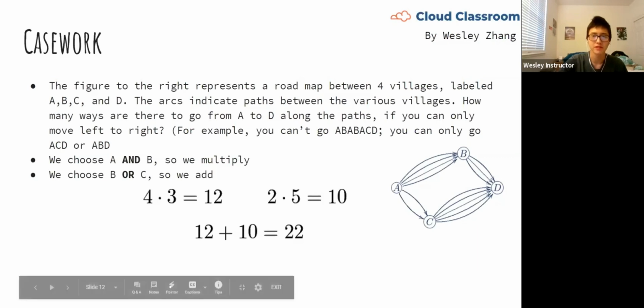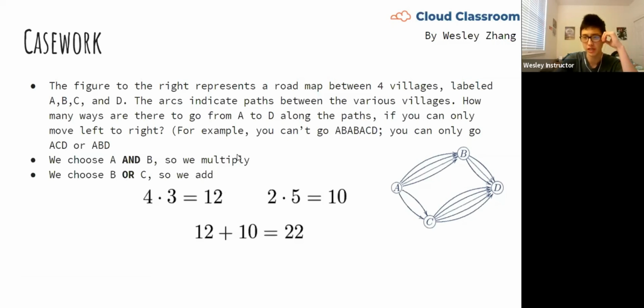So the thing to remember here is, if it's and, we multiply. If it's or, we add. So we have to choose one of these possibilities and one of these possibilities. But we can't. We have to choose one of these possibilities or one of these possibilities. So that's why we add those.